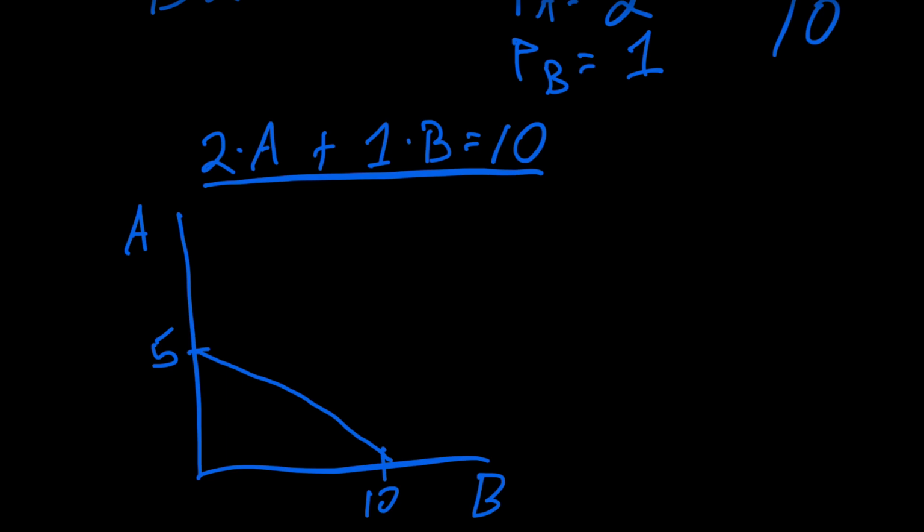And you'll see that the slope is 1 over 2, right? Because the height is 5, the base is 10, so the slope is 1 over 2. And that is the slope of this budget line. In other words, minus 1/2 is the slope of the budget line.